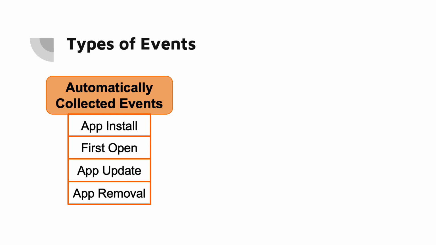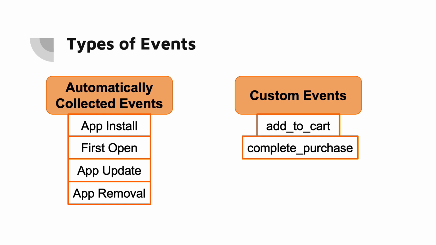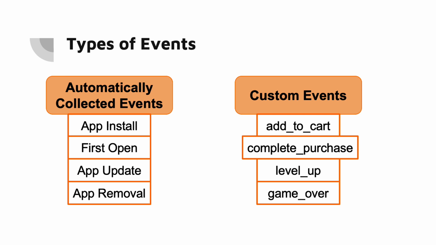The second type of events are custom events. These are events that you define based on the specific actions or milestones that are important to your app. For example, if you have an e-commerce app, you might create a custom event for add to cart or complete purchase. If you have a game, you might create an event for level up or game over.